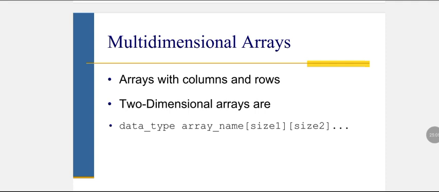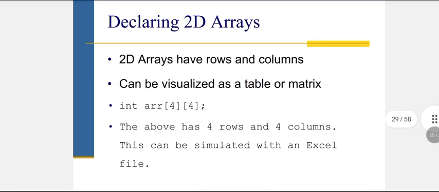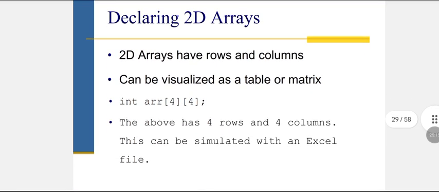Now we move on to declaring a 2D array. The 2D array has rows and columns. It can be visualized as a table or a matrix.